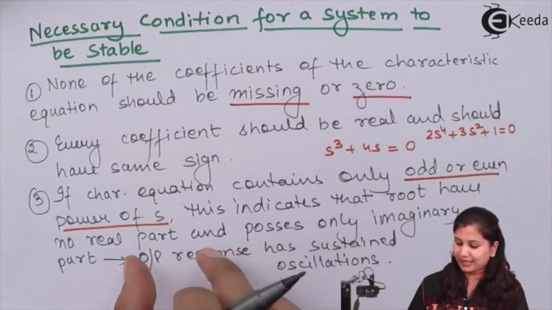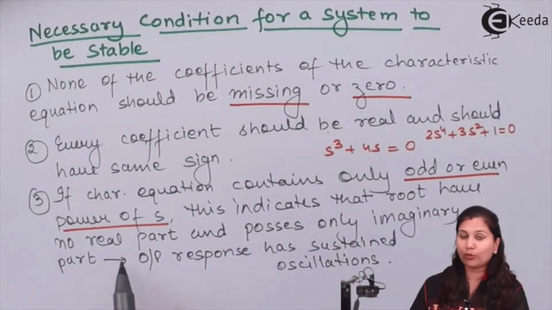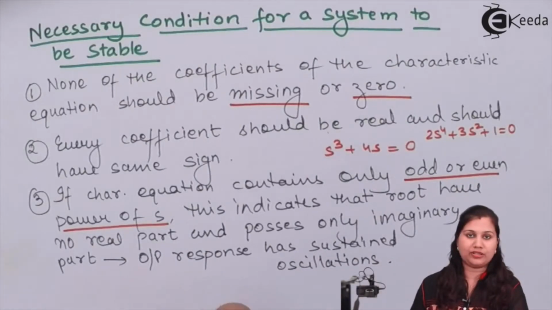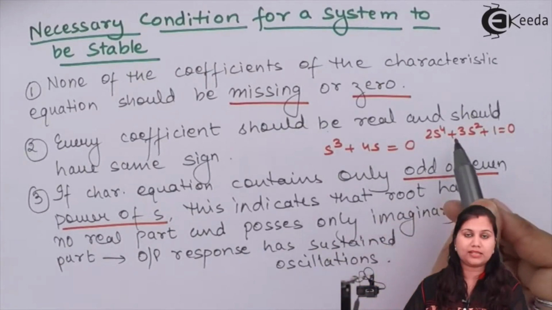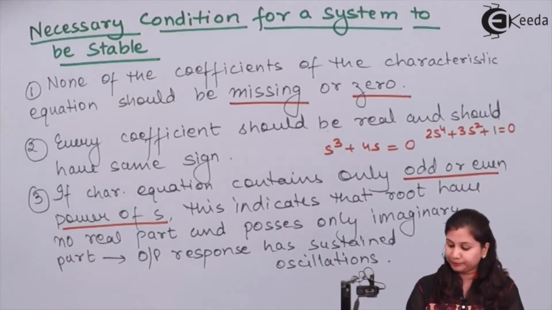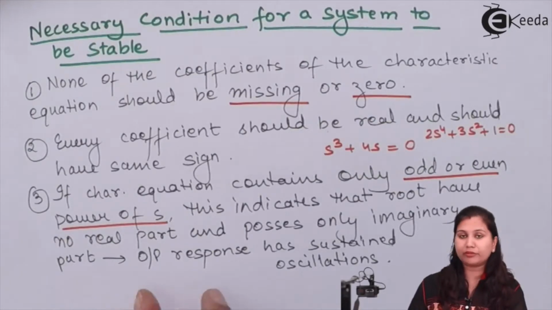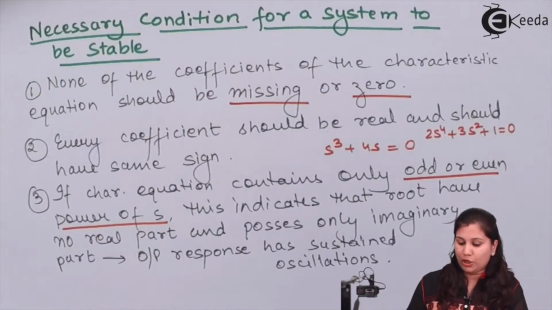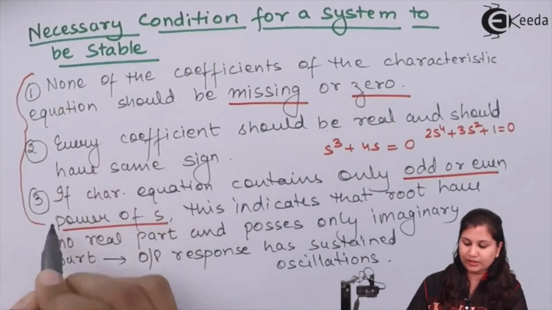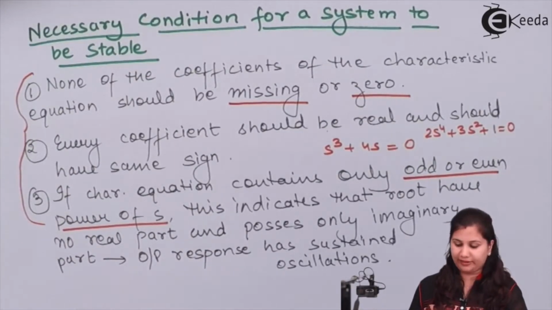If this is the case, then it indicates that the roots of the characteristic equation have no real part and have only imaginary part. So these types of systems have no roots in the real part. The roots will have only the imaginary part, and it means that the output response of the system has sustained oscillations. So these are the three necessary conditions for a system to be stable using the Routh stability criteria.